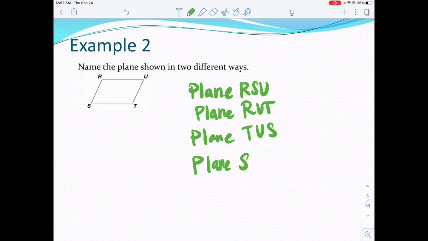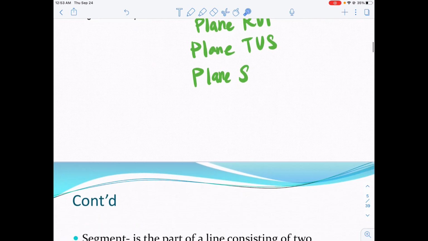Now, I want you guys to understand that you should never use four letters altogether, because if you do, you might give me the wrong order, and order is important when we're talking about that. So anyways, just stick with three letters. That's all you need to do. All right, let's keep moving to our vocab.